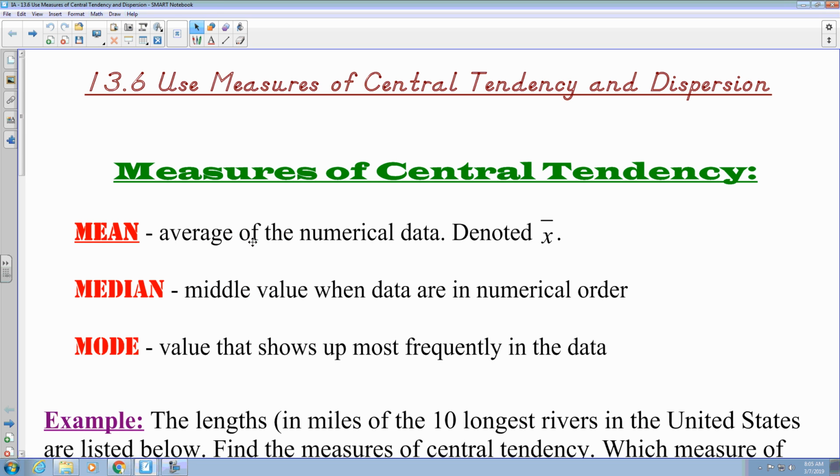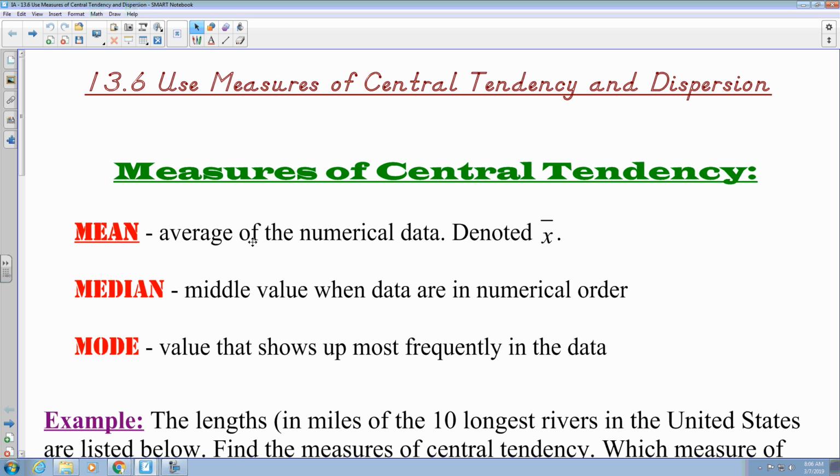All right, we are in section 13.6, where we're going to use measures of central tendencies and dispersion. First off, we have to know what the central tendencies are when it comes to looking at averages and being able to figure out how to organize our data.